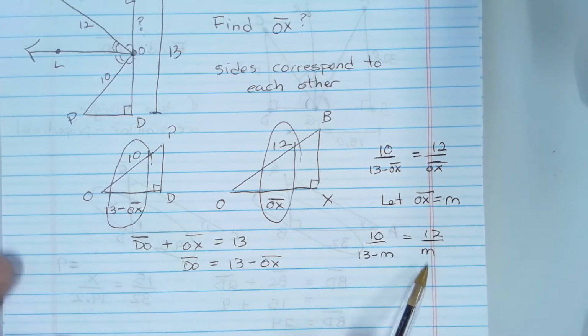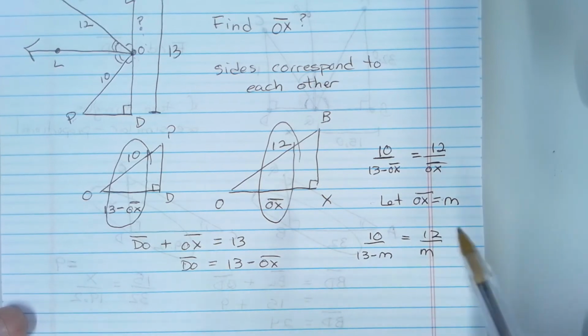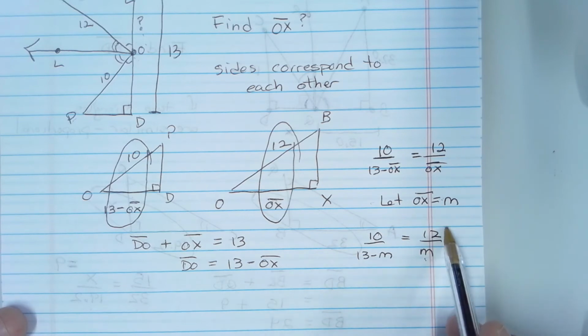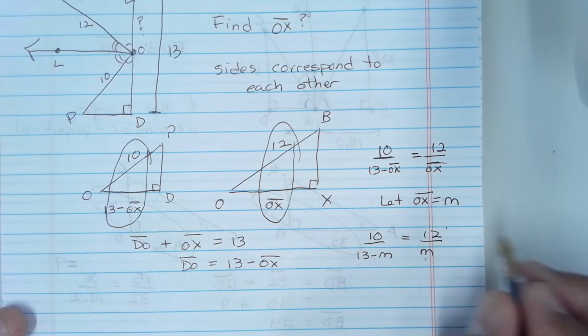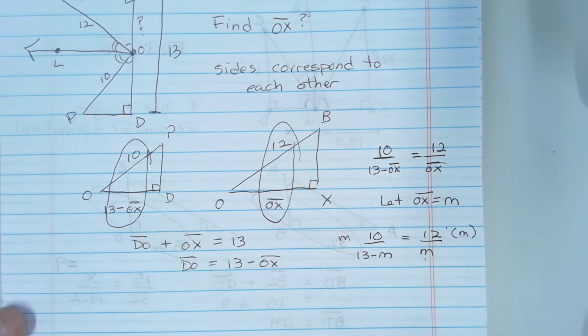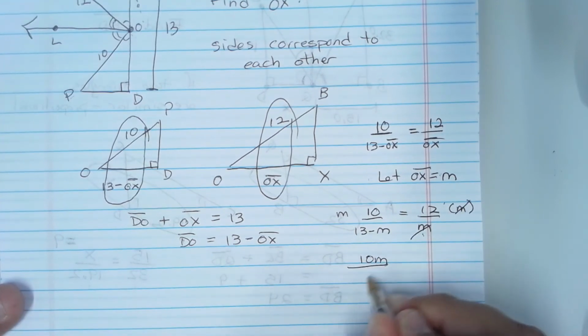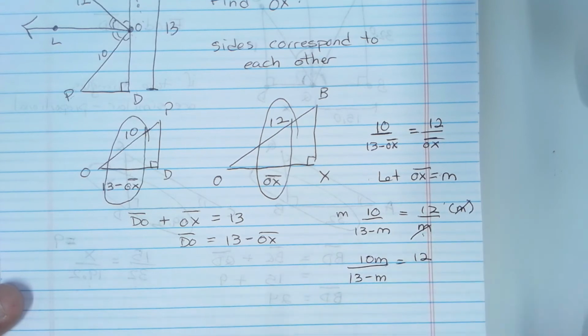Now we're going to go ahead and solve for the variable. We only have one variable, the letter M. So we want to bring it up. Remember I told you guys before that when you're solving for the variable, it should not be in the denominator. So how do you bring this M up? Multiply by M to both sides. You multiply M here, you multiply M there. The M's cancel out here. We have 10M over 13 minus M is equal to 12.